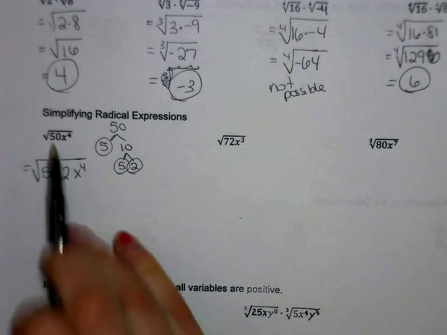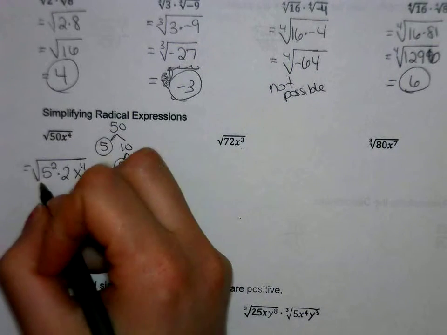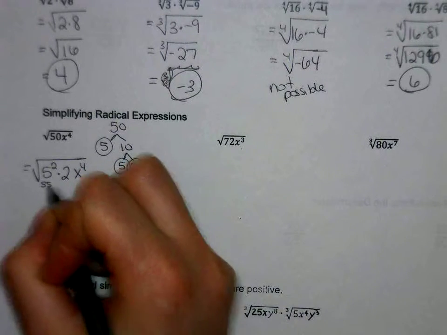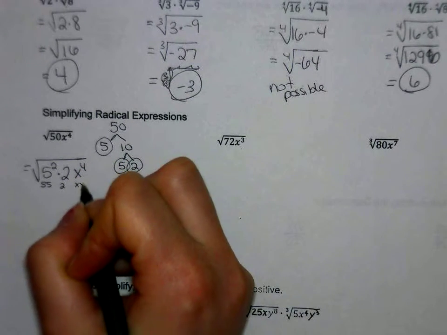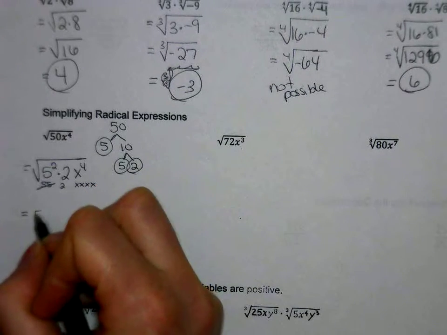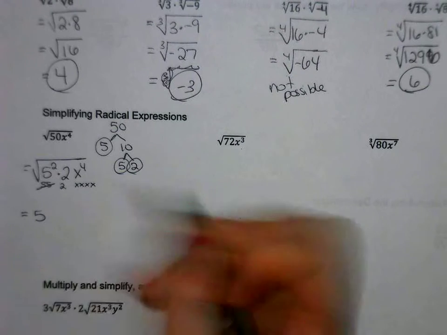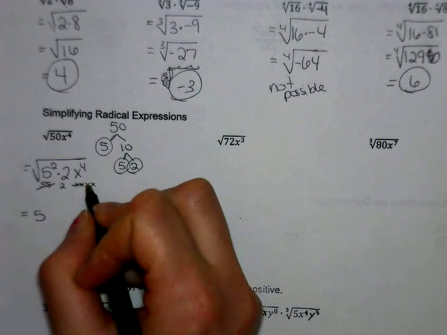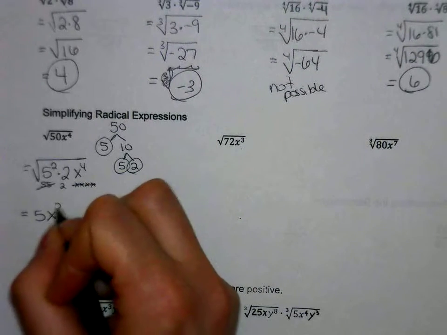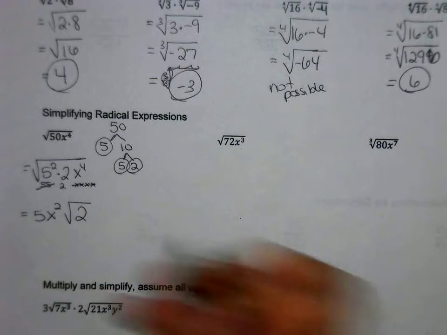So we rewrite 50 as 5 squared times 2. So now if we look, we have a square root, so we want groups of 2. So we have 2 5s, 1 2, and we have 4 x's. So right now we have one group of 5s. We can't pull out a 2 because there's only one of them. And right now we have 2 groups of x's we can pull out. So what we're left with in our square root is a 2.